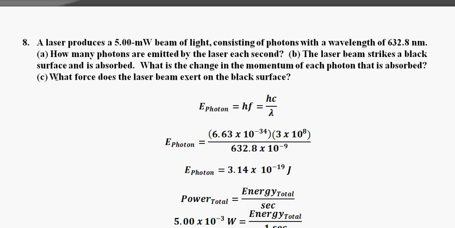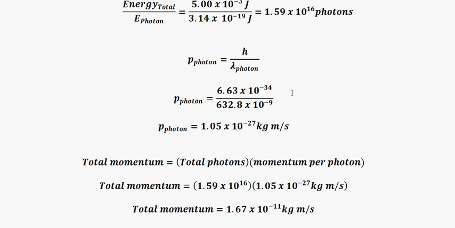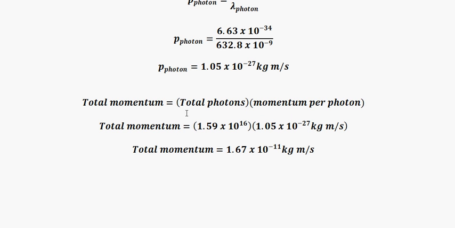All right, the C part of the question is, what force does the laser beam exert on the black surface? Well, the momentum is the amount of momentum per photon times the total number of photons will give the total momentum. So there's the total photon count, there's the amount of momentum per photon, and when you work it all out, this is the total momentum that it exerts on the wall.